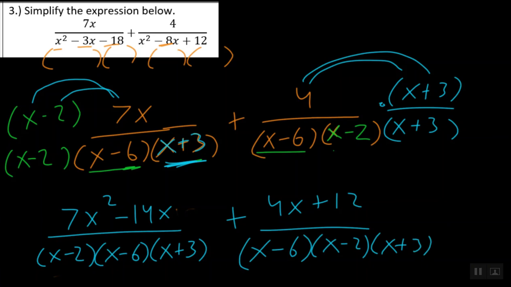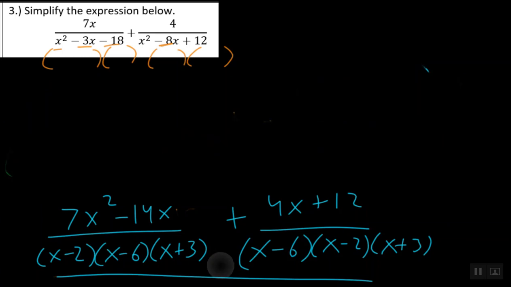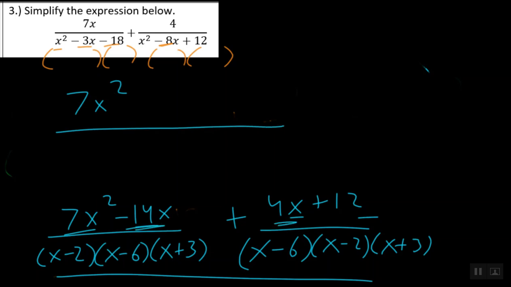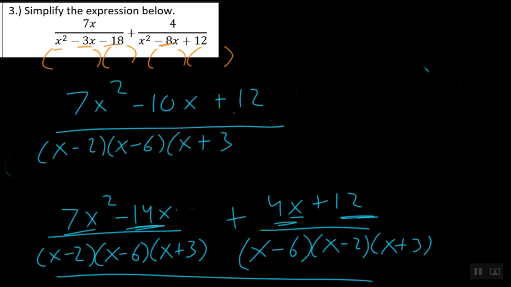Now, here's what I'm going to do. I'm going to pause the video and clean it up. I would encourage you to pause the video, finish taking your notes, and even try to add these two things together without my help. See if you can. Okay, we got 7x squared and no other x squared, so we can write 7x squared. We've got negative 14x and 4x, which would be negative 10x. And this 12 has no other constants, so we can write plus 12. Down here we have x minus 2, x minus 6, and x plus 3.